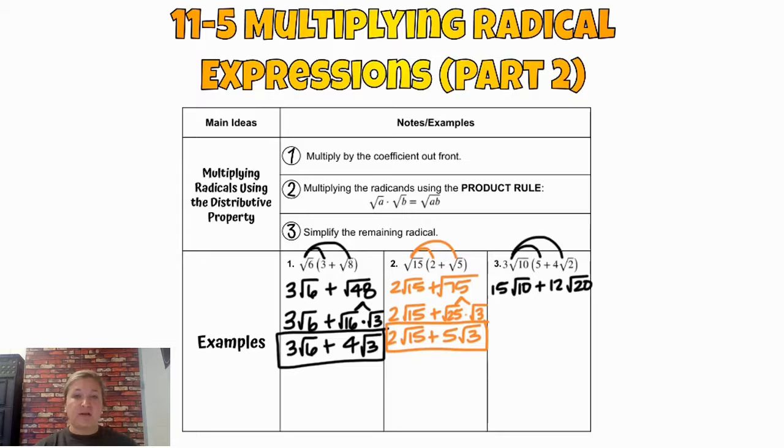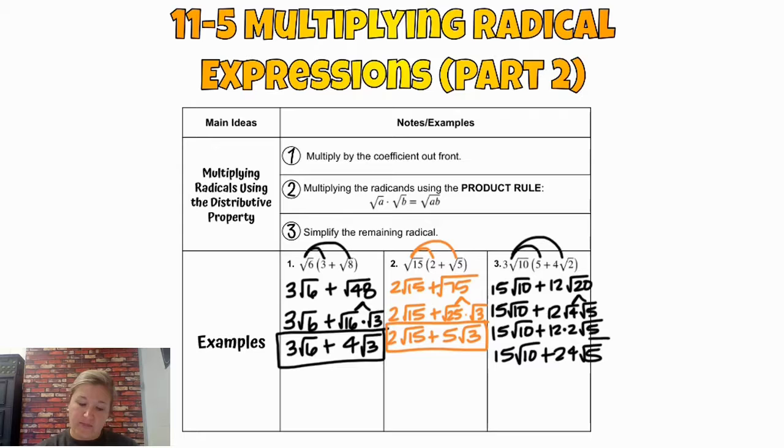So now I'm going to think of a perfect square that can go into 10, nothing, but there is a perfect square that can go into 20. So this just stays 15 square root of 10 plus 12, and then this is going to be the square root of 4 times the square root of 5. So I have 15 square root of 10 plus 12 times 2, because that's the square root of 4, times the square root of 5. And so then I would have 15 square root of 10 plus 24 square root of 5. And that's where I would stop because they don't have the same radicands now.